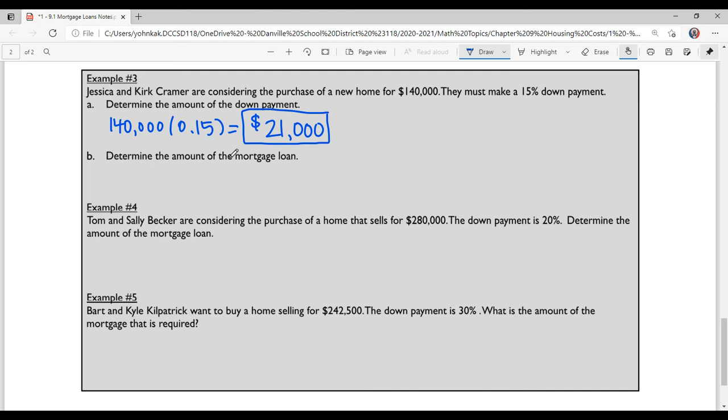To determine the amount of the mortgage loan, we take the selling price and subtract the down payment. So the selling price is $140,000. Subtract the down payment, $21,000. That's going to give us $119,000.